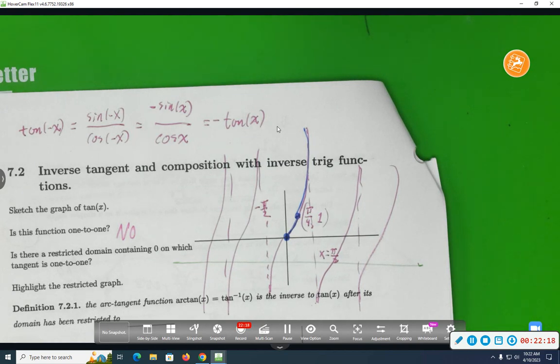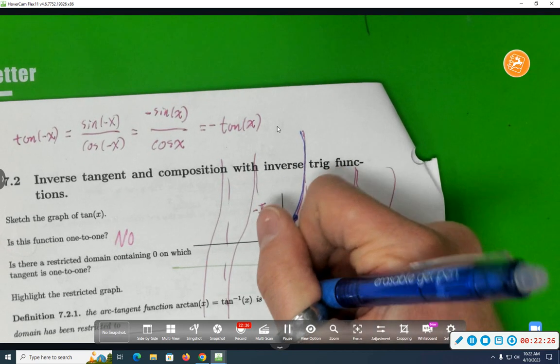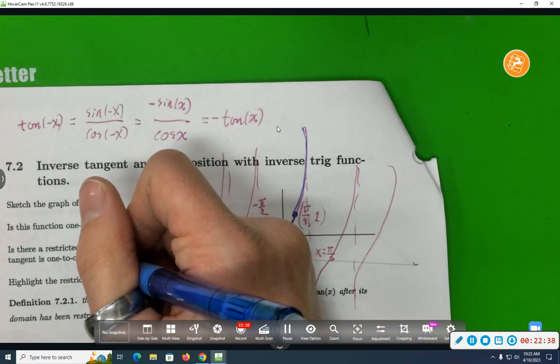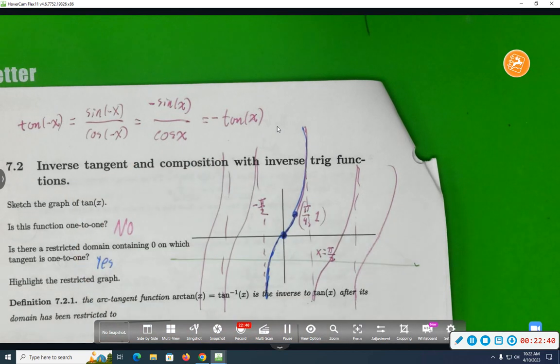How far left can I go from the origin and still have it be 1-to-1? Negative pi over 2. So if you only look at that blue piece of the graph, is that 1-to-1? It passes the horizontal line test because I'm ignoring everything else. All right. Since that blue piece is 1-to-1, it has an inverse function.